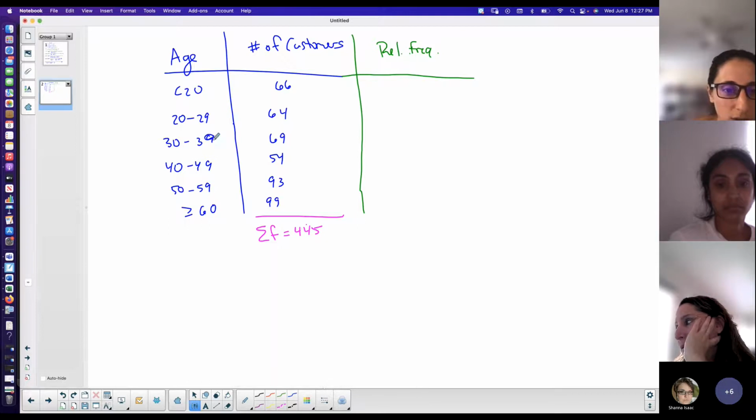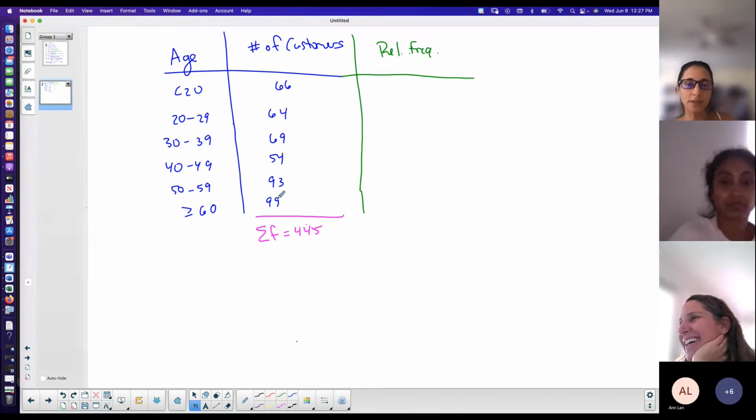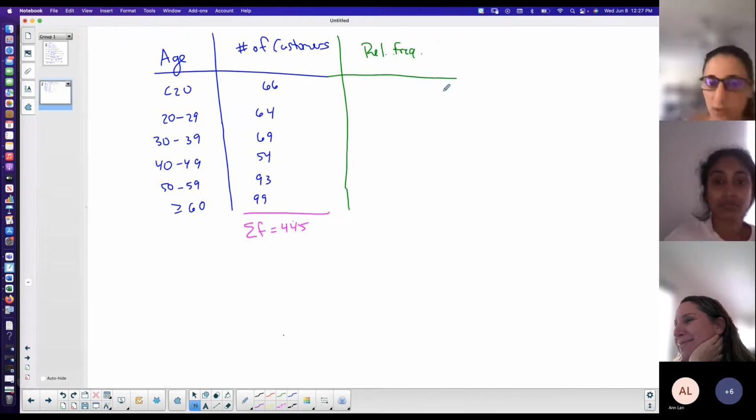So the majority of their customers are how old? How old are the majority of their customers? Over 60. Yeah, so I don't know what kind of store this is, but the majority of the customers are over 60. I mean, significant, right?